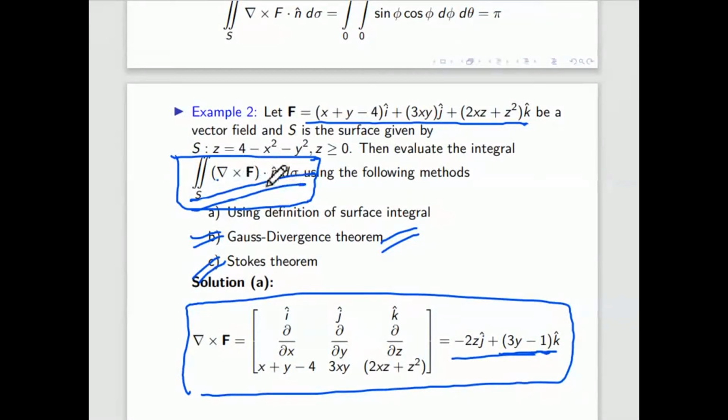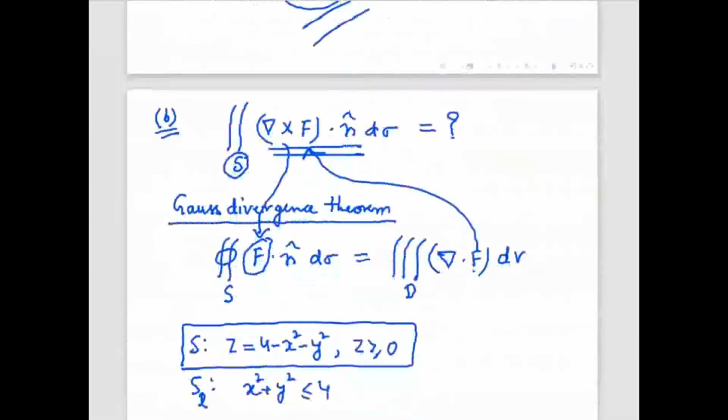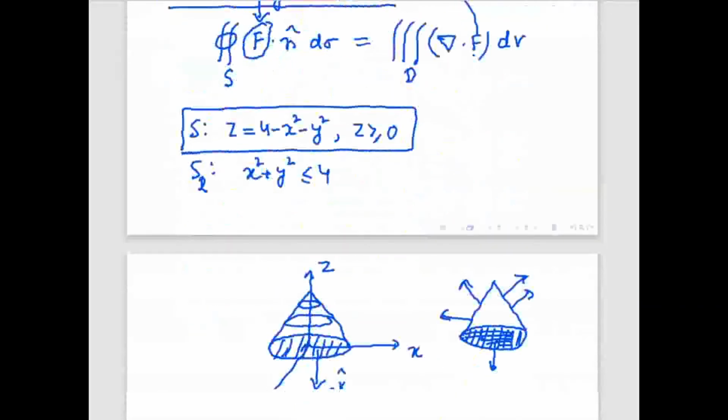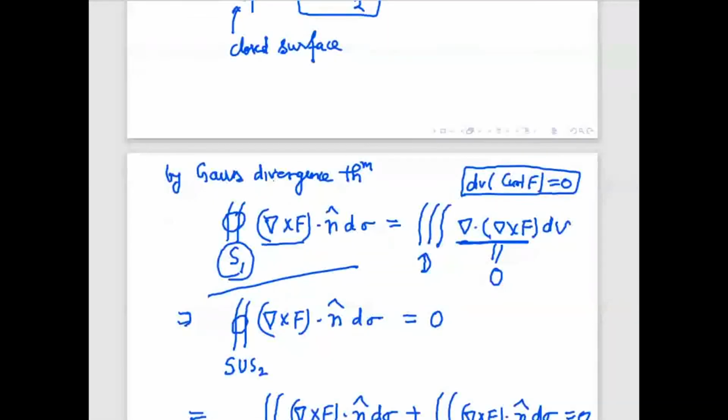If it is only f dot n d sigma, then you cannot use this. Instead of del cross f, if it is f, then you cannot use it, because if you apply the Gauss divergence theorem, then the right hand side will not come 0. Because of this del cross f only, it is coming 0. Once we put del cross f here, the divergence of curl is 0. That's why the right hand side is 0. Then this surface integral is the same as minus the integral over this circle.